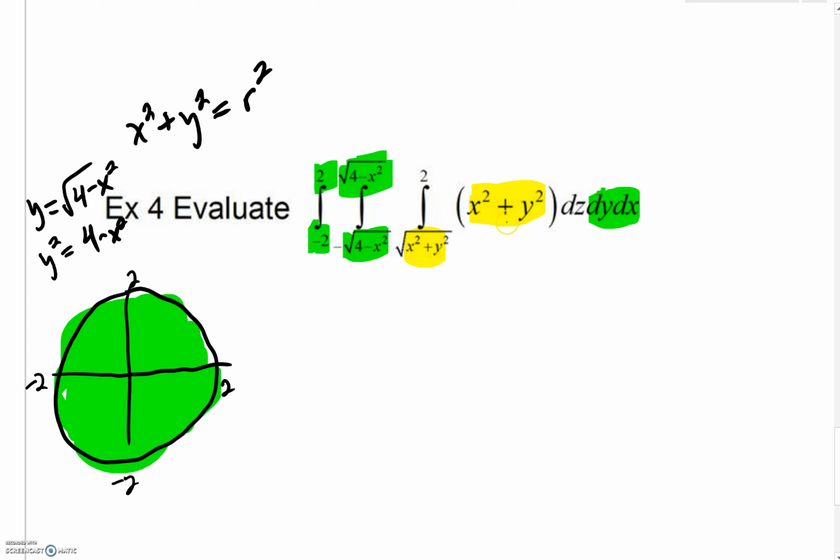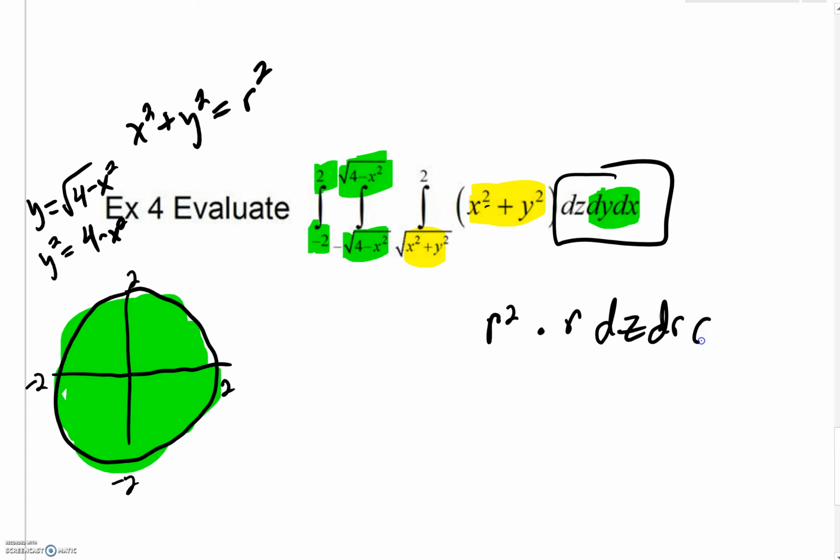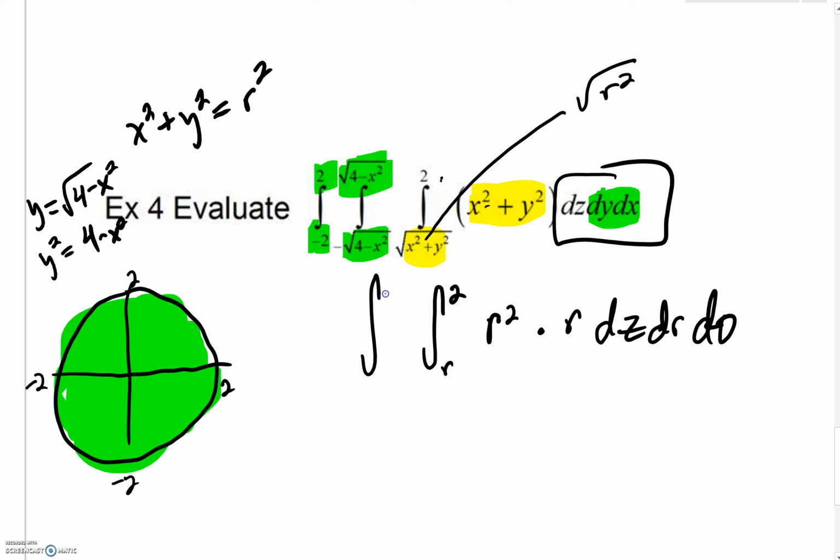So, look, in our integrand, x squared plus y squared, well, that's r squared. We're going to change our differentials and say, you know what, we're going to go to an r dz dr d theta. And right here, we're going to still have a z value at 2 for our upper bound, but this thing becomes the square root of r squared, which is just an r. And then our dr, well, you can see our radius will go between 0 and 2. How about d theta? Well, we're going to go between 0 and 2 pi.